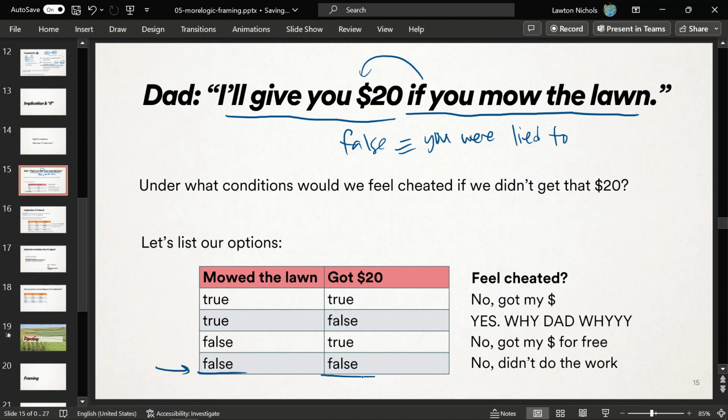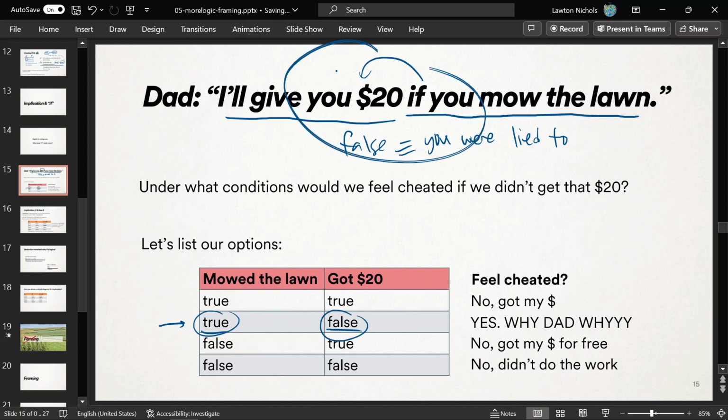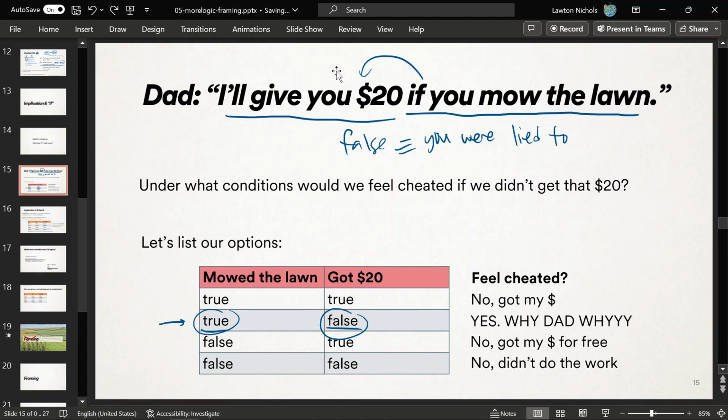And same for this last one. If we didn't mow the lawn, and we didn't get $20, then we still don't feel cheated because we didn't uphold our end of the bargain, right? We didn't actually do the work. The only case in which we would feel cheated is this one right here. If we did mow the lawn, but we did not get $20. You see that? Because that would be us upholding our end of the bargain and then Dad not giving us what he said he would give us. Okay? So that's the one case this if would be false.